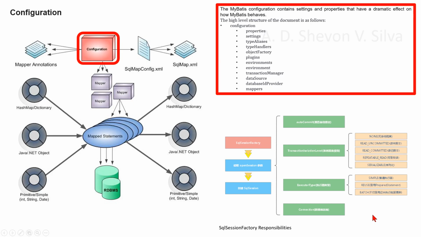Transaction scope will be turned on. That is, it is not automatically committed. Connection objects will be obtained from the data source instance configured by the current environment.